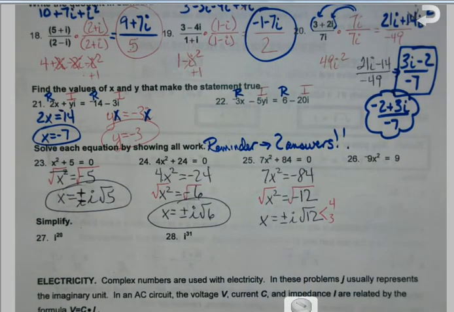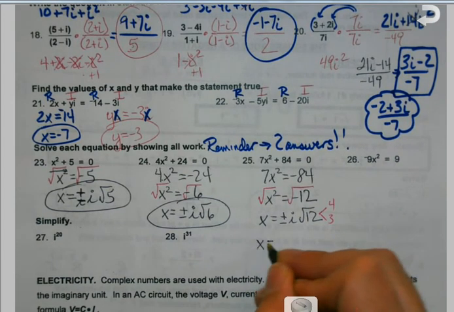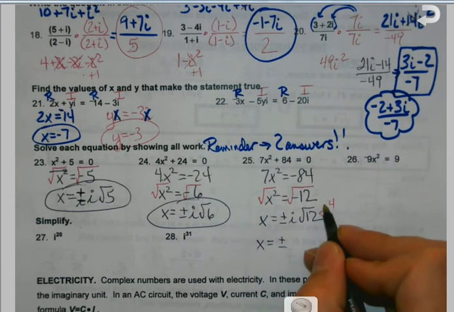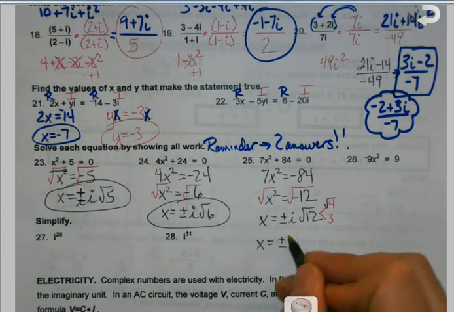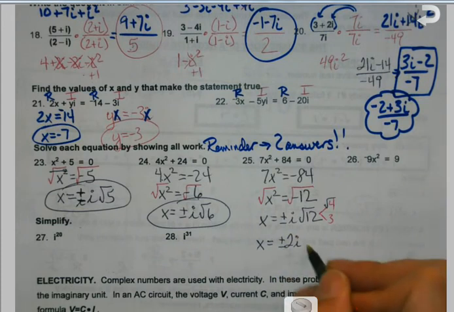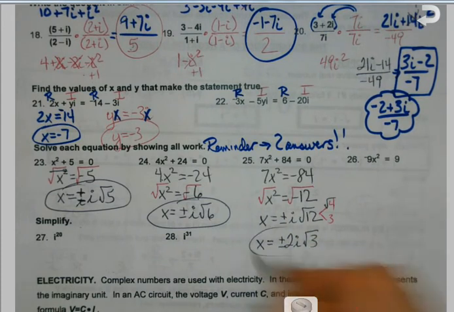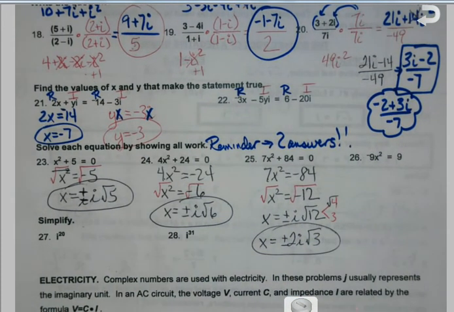I need to. So here's how this writes itself out. Whatever breaks down, in this case the 4, goes outside with your i, and whatever doesn't break down stays underneath the radical. And that's all I'm looking for here.